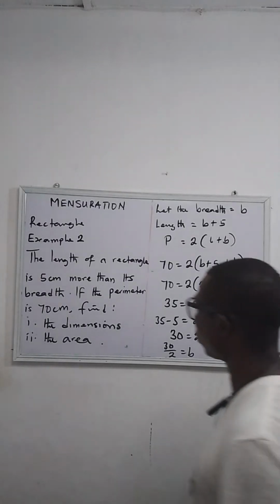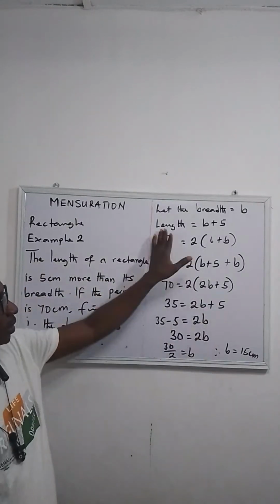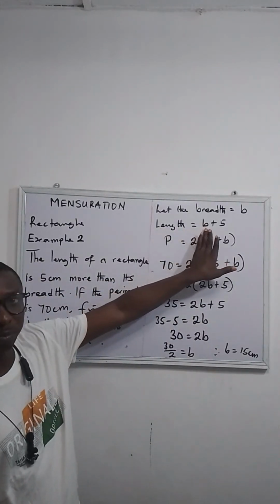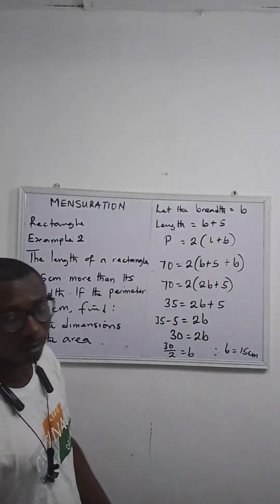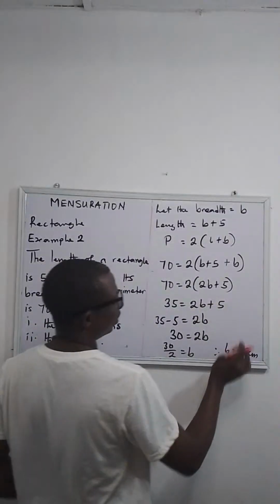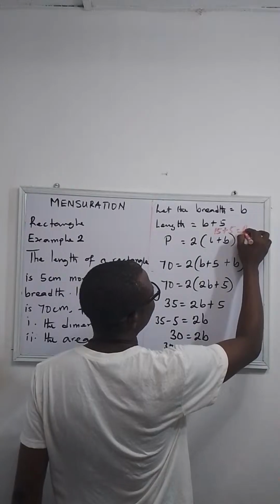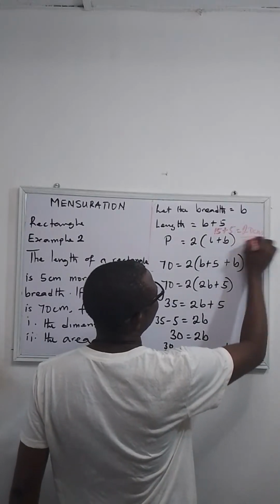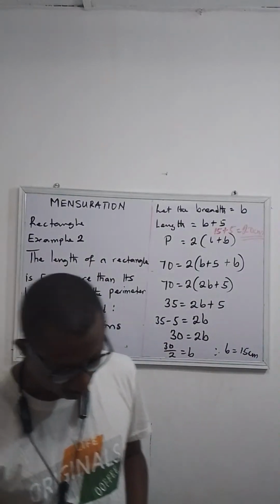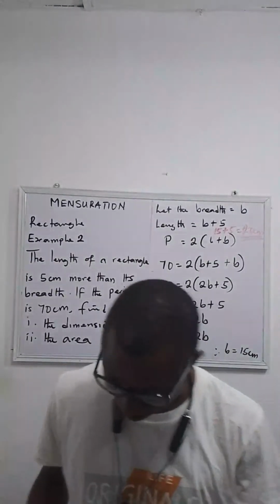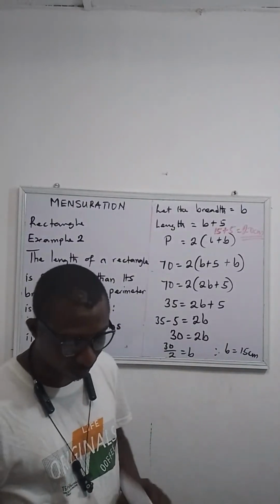That is 20 centimeters. So how did we get 20 centimeters? Look at it. Length is b plus 5. B is the breadth, so in this case we have b as 15. That's 15 plus 5, and that gives us 20 centimeters. So that is the solution to that problem. Okay, now let's move down to another problem.